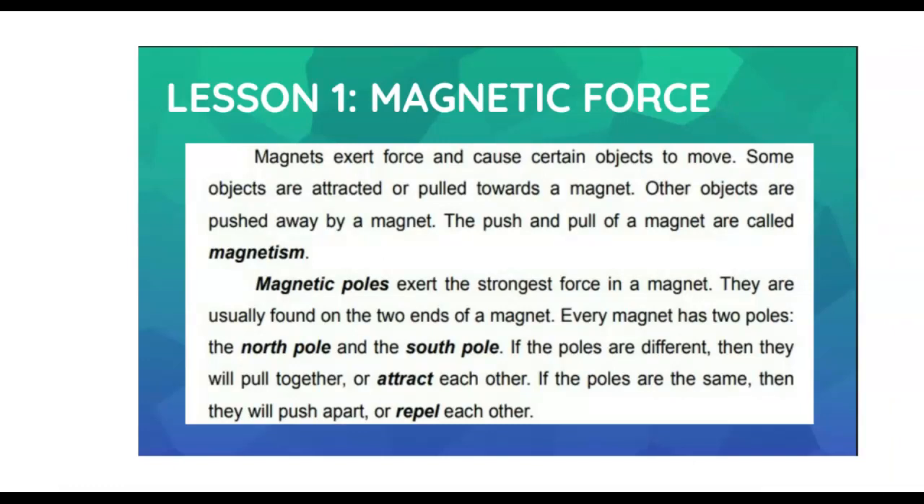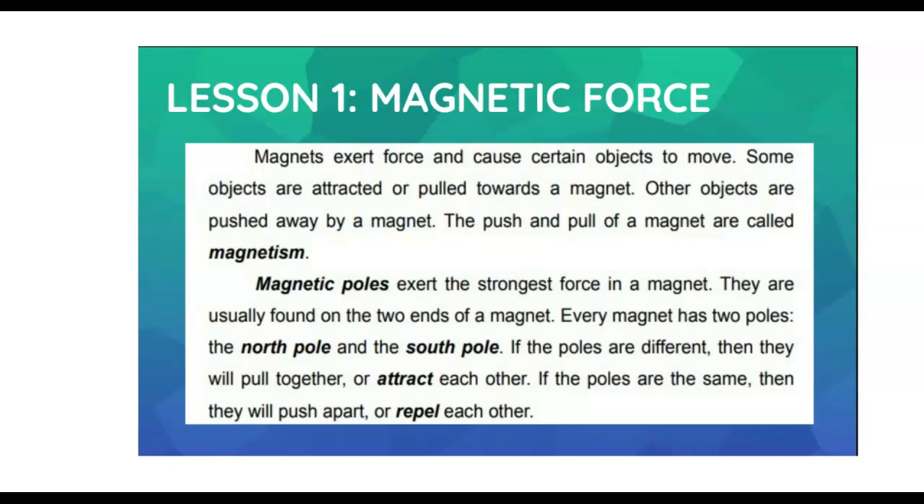Magnets exert force and cause certain objects to move. Some objects are attracted or pulled towards a magnet. Other objects are pushed away by a magnet. The push and pull of a magnet are called magnetism. Magnetic poles exert the strongest force in a magnet. They are usually found on the two ends of a magnet.